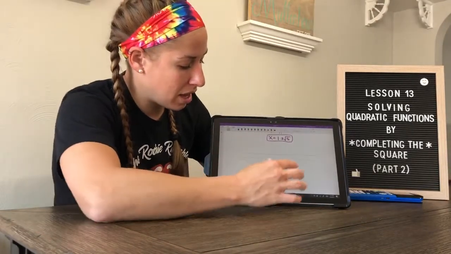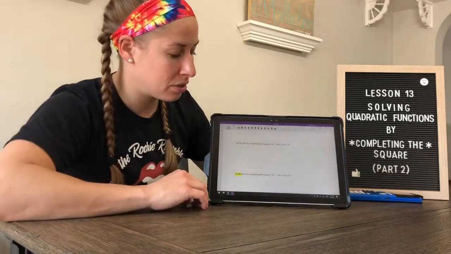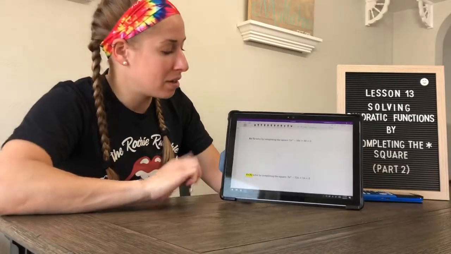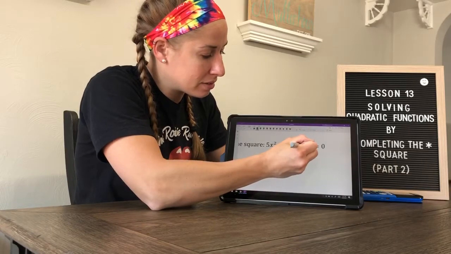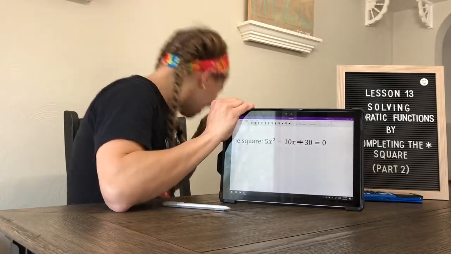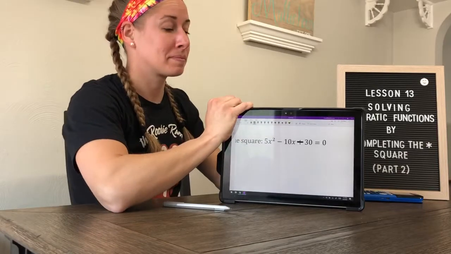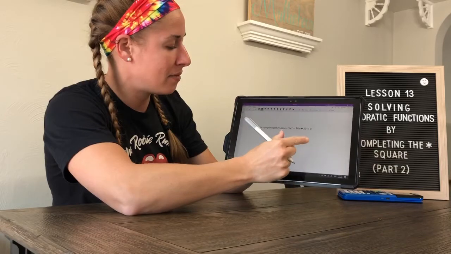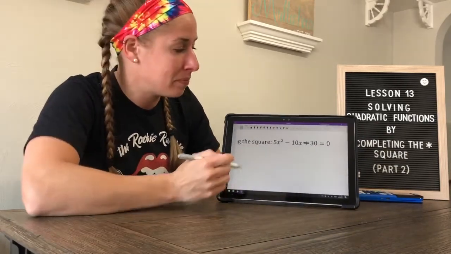So there's that one. We're going to do example 7 together, and then you're going to do example 8 on your own. Again, with number 7, we want to change this plus 30 to a negative 30 so that we avoid an imaginary answer. Okay. All right, so again, example 7, 5x squared minus 10x minus 30 equals 0.